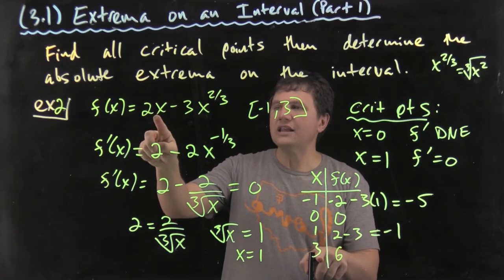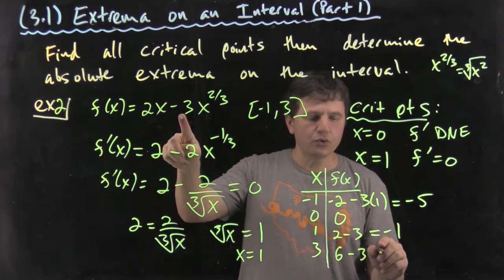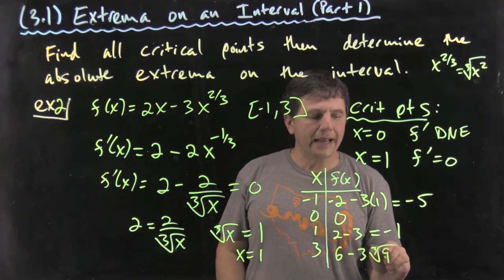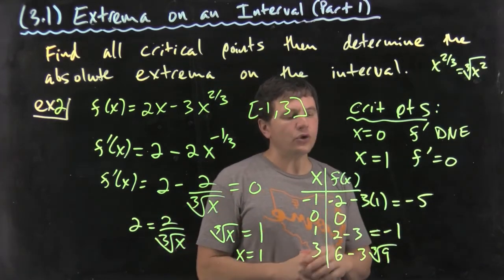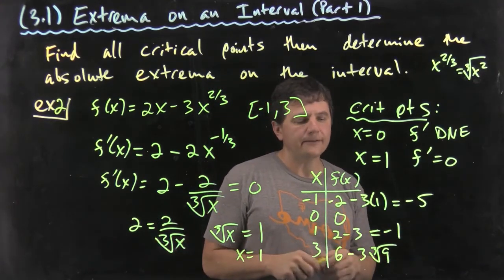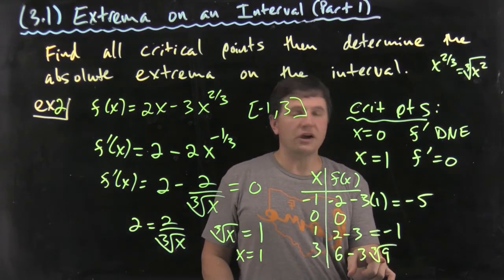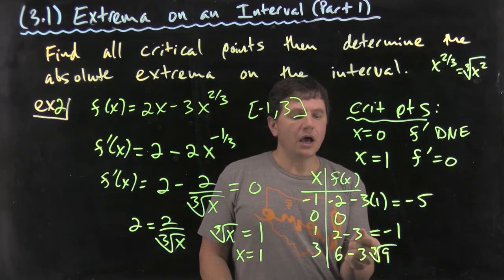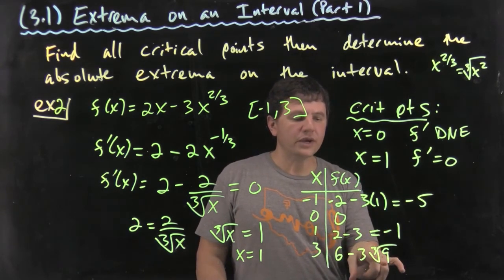So I get 3 goes in, that gives me 6, minus 3, and then 3 to the 2/3 power. So let's square that, so that's the cube root of 9. Now, we don't have to know exactly what this value is, we just have to be able to consider what it is. If this were the square root of 9, this would be 6 minus 9, that would be like -3. But instead it's the cube root of 9, so that is going to be basically between 2 and 3 here.